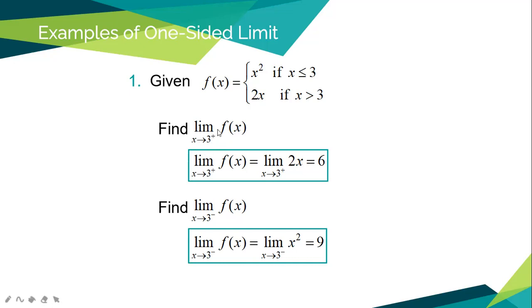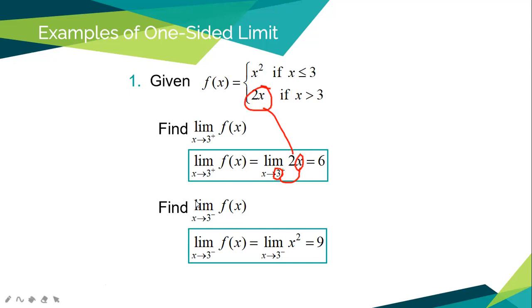This is a right-hand limit since its sign is positive. Meaning, the values of x approach from the right, so x is positive, greater than 3. So the equation we will use is 2x. Since x is greater than 3, we use the value of 2x. So we substitute into the function, substituting the value of 3 directly for the variable x. Then we have 2 times 3, which is equal to 6.